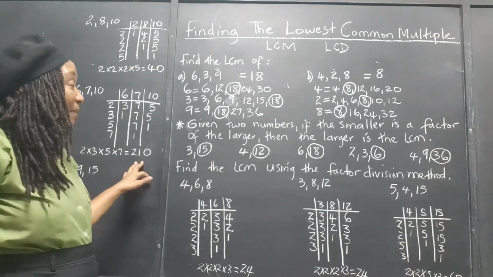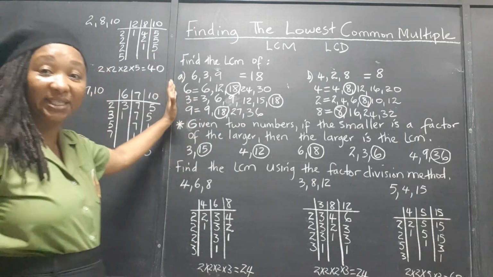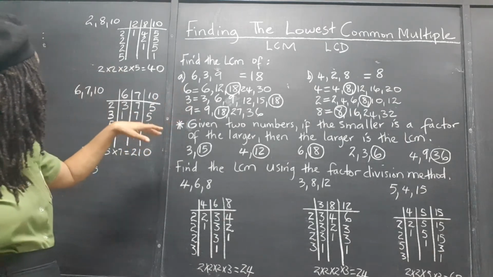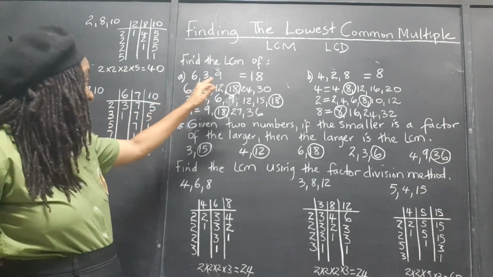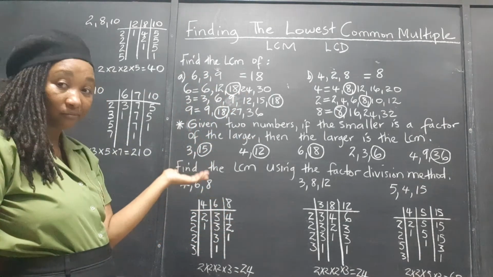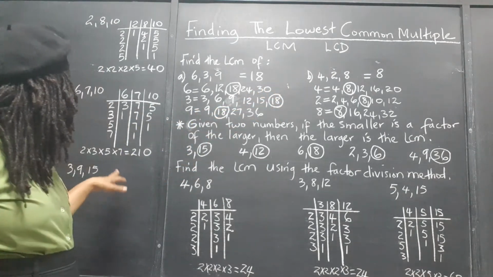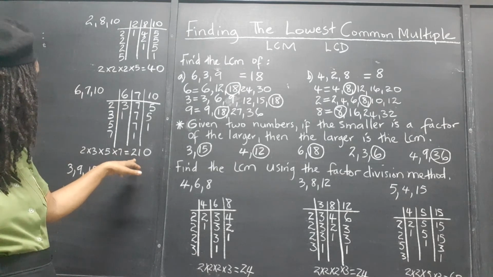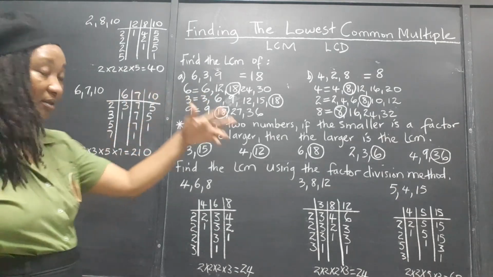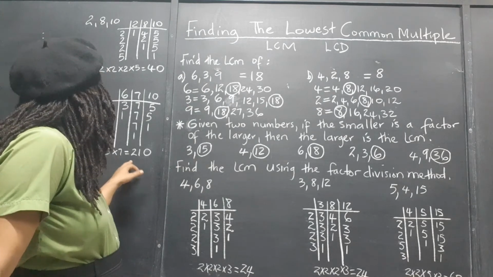Can you imagine if you were using this method? You would have to list out the 6 times table until you get to 210. That would be a long list. 6 goes into 210. 6 into 21, that's 3, that's 30 something. Right, you'd have to list 30 something numbers before you get to 210.